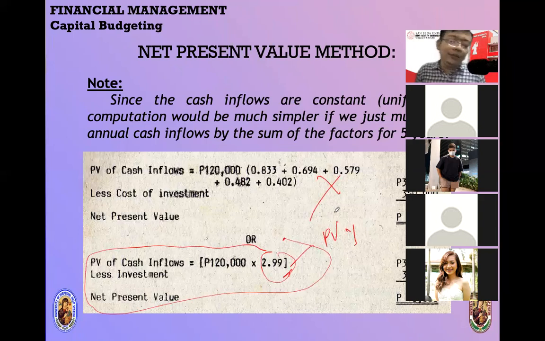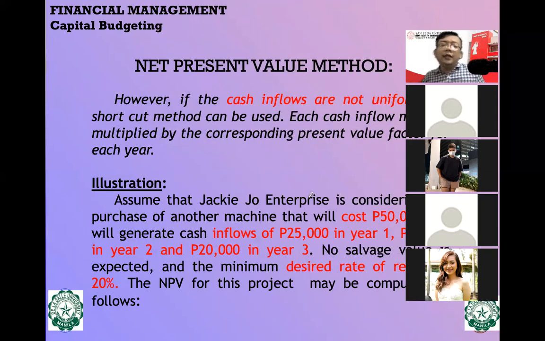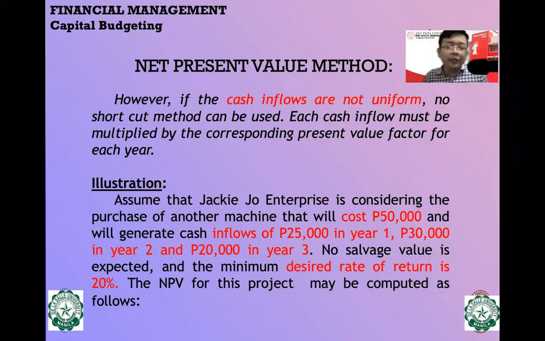Okay. Again, we're just reviewing now. We discussed that last meeting. Hopefully you still remember. Alright. Net present value: however, if the cash inflows are not uniform, no shortcut method can be used. Yes, this is what I said last time. If it is not uniform, there's no shortcut. Each cash inflow is to be multiplied by the corresponding present value.